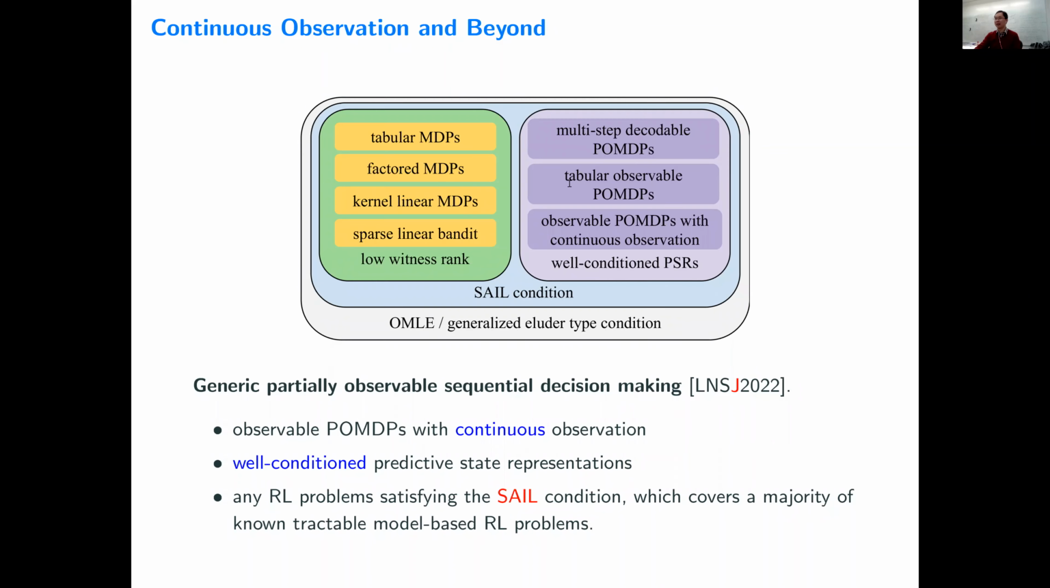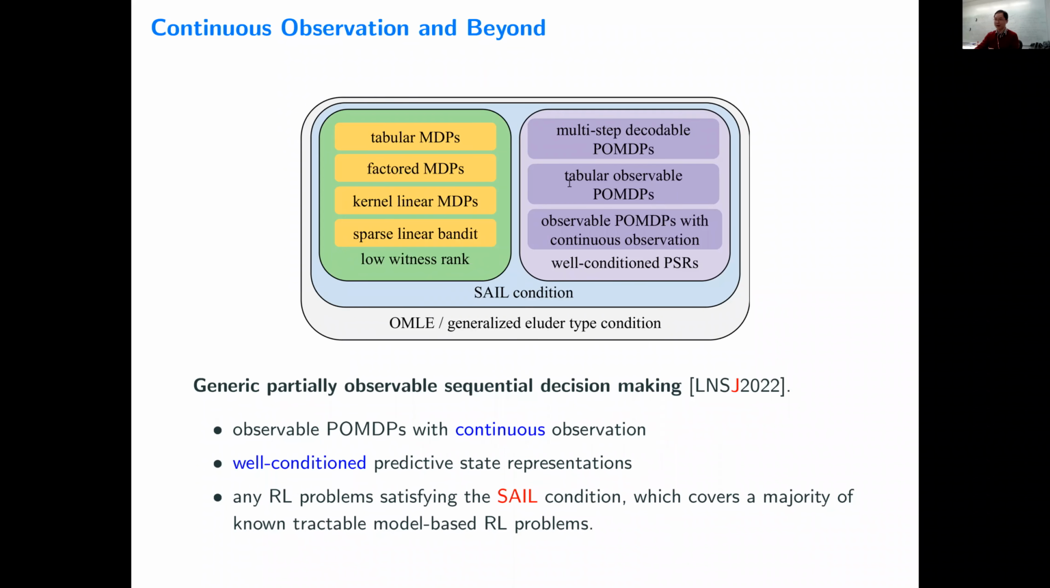Okay, I guess this will conclude everything I want to say about the technical part. And any questions so far? This is a little bit sketchy. I just want to give an overview of what we can do beyond this tabular POMDP setting.